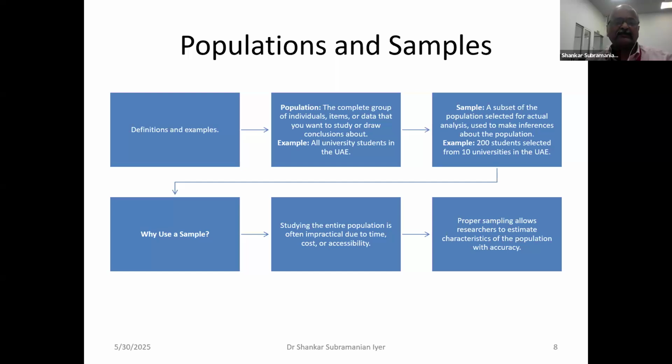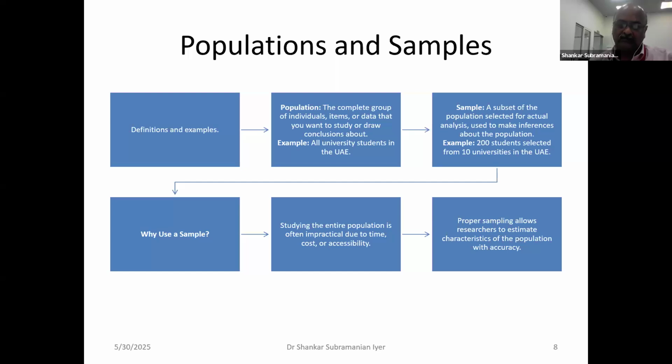So, populations and samples. When you look at the definitions and examples, the population is the complete group of individuals, items, or data that you would want to study or draw conclusions about. For example, all university students in the UAE would be a population. The sample is a subset of the population selected for actual analysis, used to make inferences about the population.